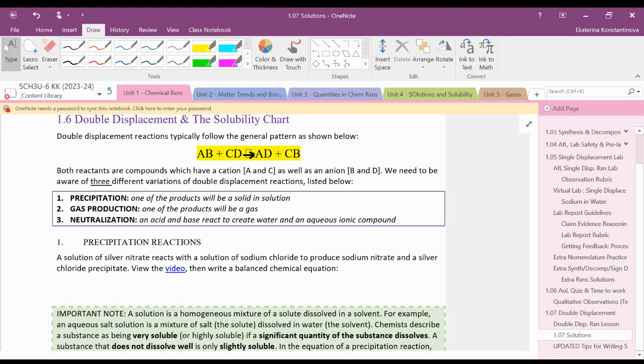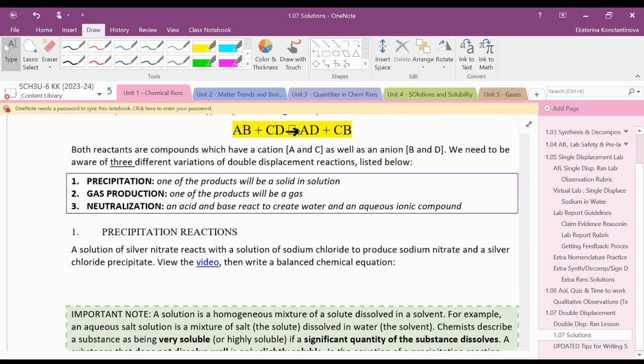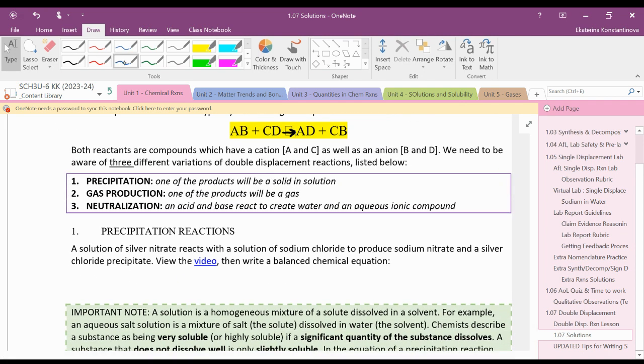Let's talk a little bit more about double displacement. And this year in grade 11, you will be learning how to predict the states of each compound in a chemical reaction. Both reactants are combined, which have a cation, A and C, as well as an anion, B and D, in the above general equation. We need to be aware of three different variations of double displacement reactions that are listed below.